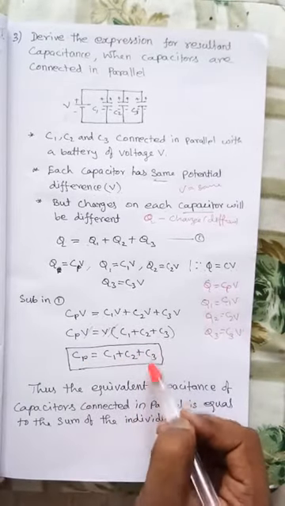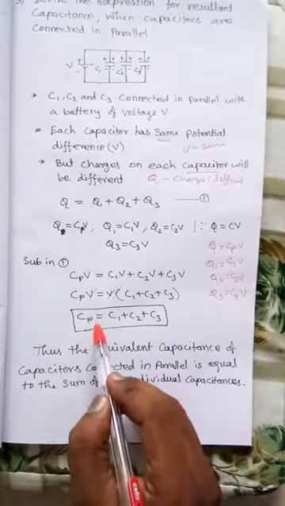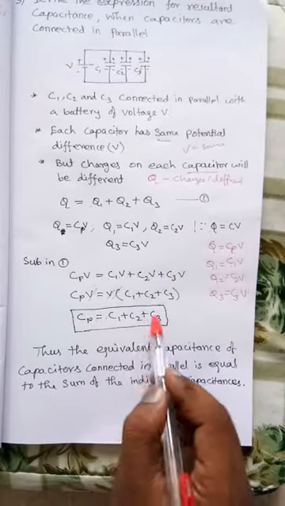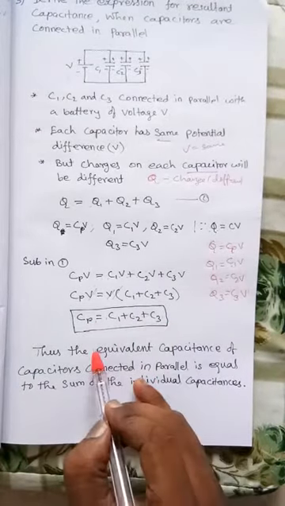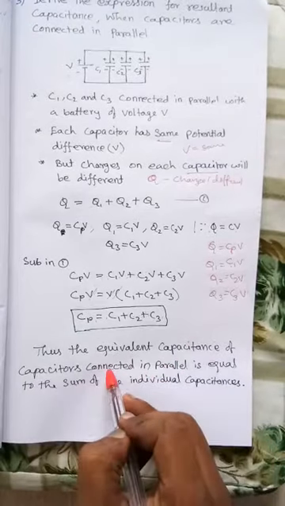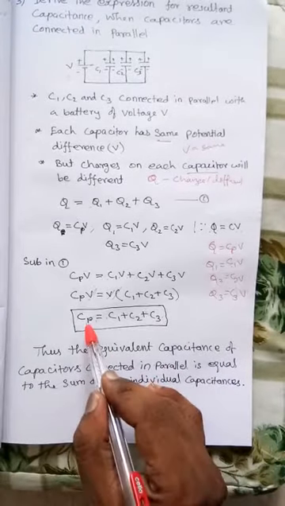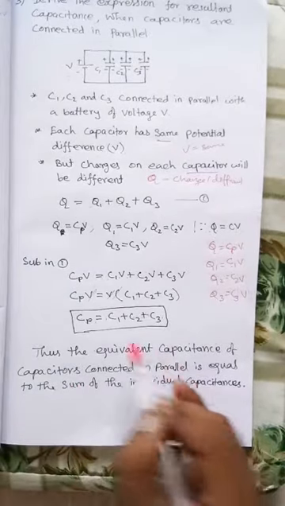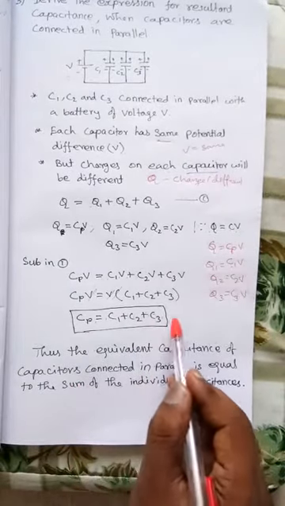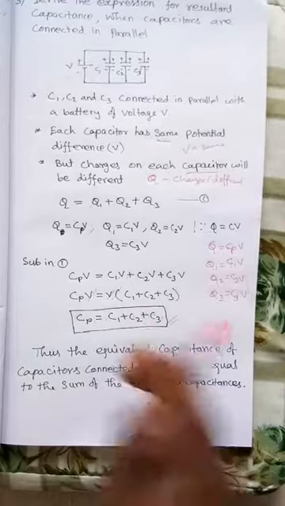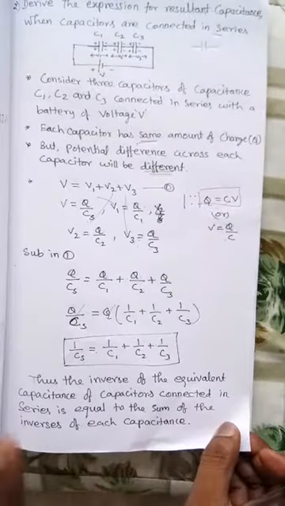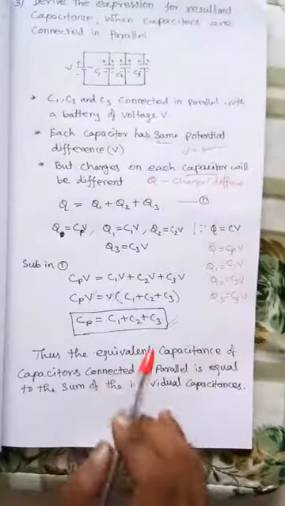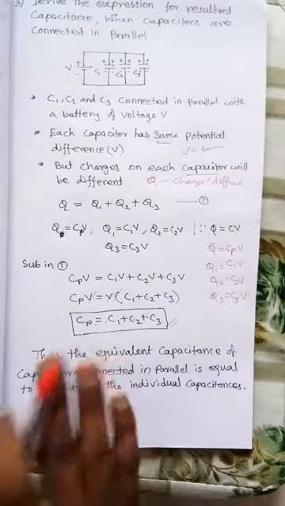So Cp is equal to C1 plus C2 plus C3. The capacitance in parallel is equal to the sum of the individual capacitances. So the equivalent capacitance of capacitors connected in parallel is equal to the sum of the individual capacitances. This is a very important 3-mark question: capacitance in series and capacitance in parallel.